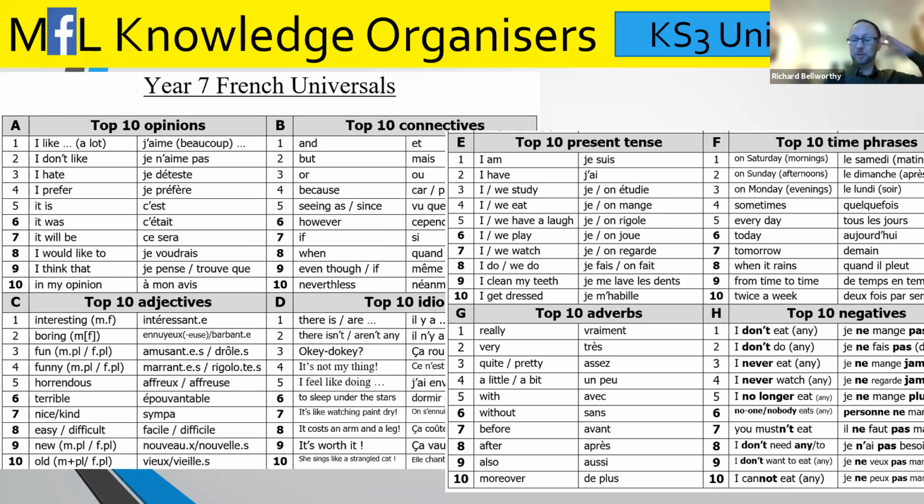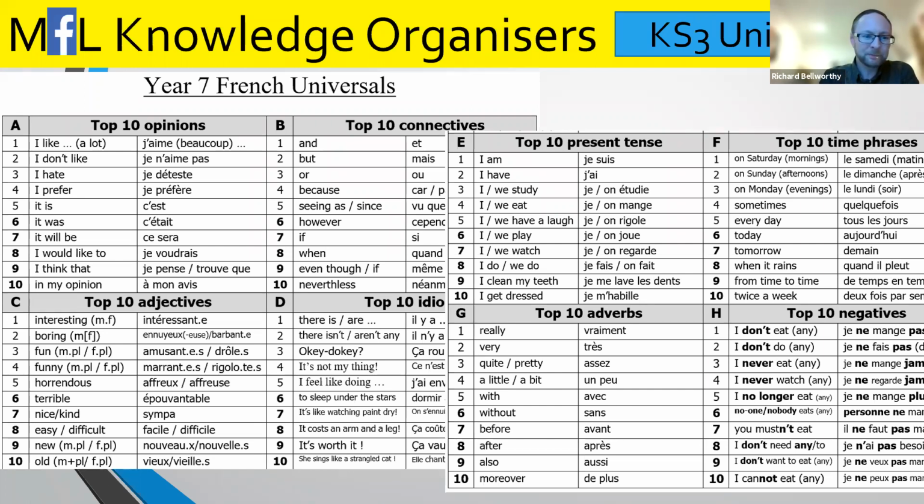Here are the student versions of that, the universals. All of our students have this stuck in the inside front cover of their books. By the end of each year group, by July, they must know at least 1 to 5 of each of these sections. 1 to 5 differentiated. If they're high achieving students, 1 to 10 of each section.